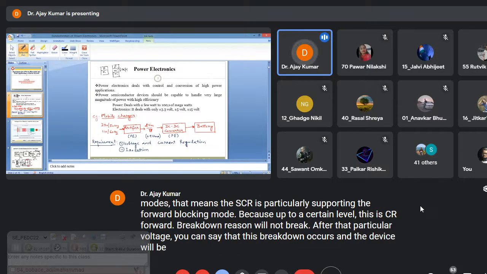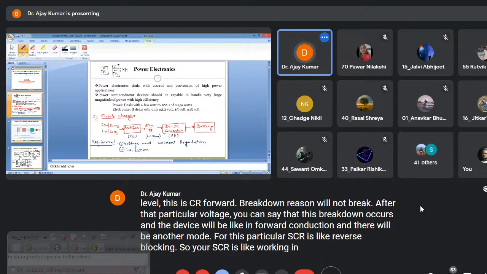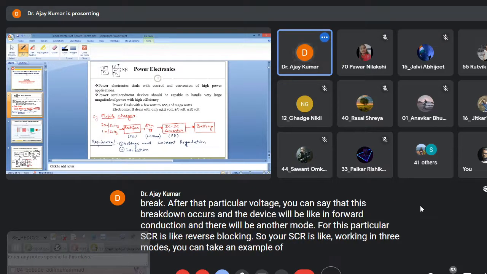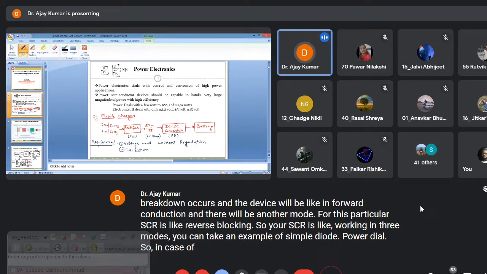And there will be another mode for this particular SCR, like reverse blocking. So your SCR is working in 3 modes. You can take an example of a simple diode, the power diode. In the case of the power diode or the simple diode, the diode will be working only in 2 modes, that is forward conduction.